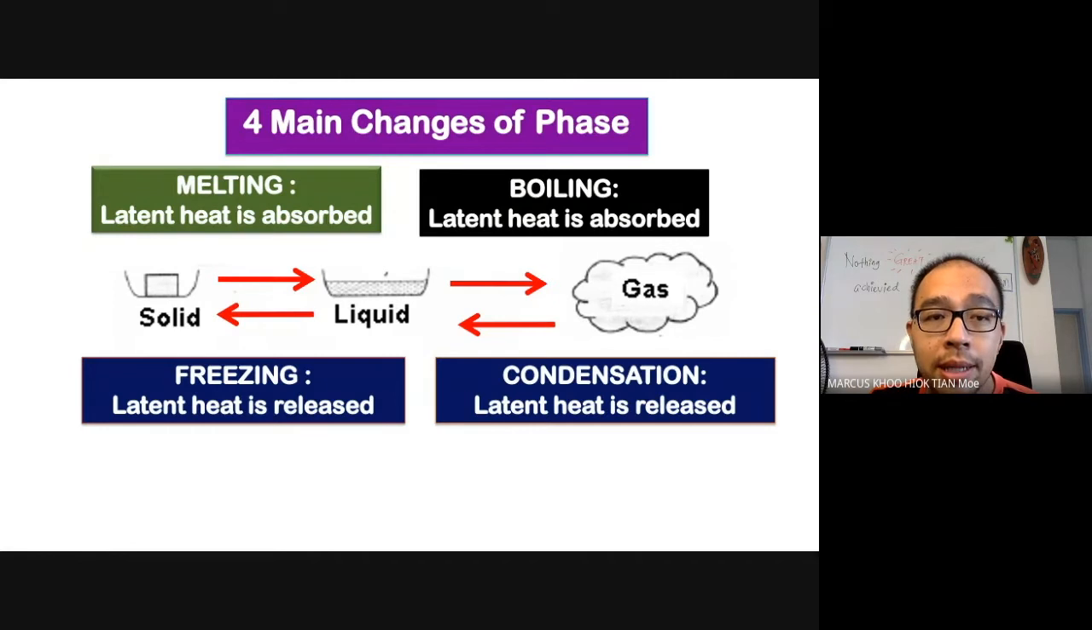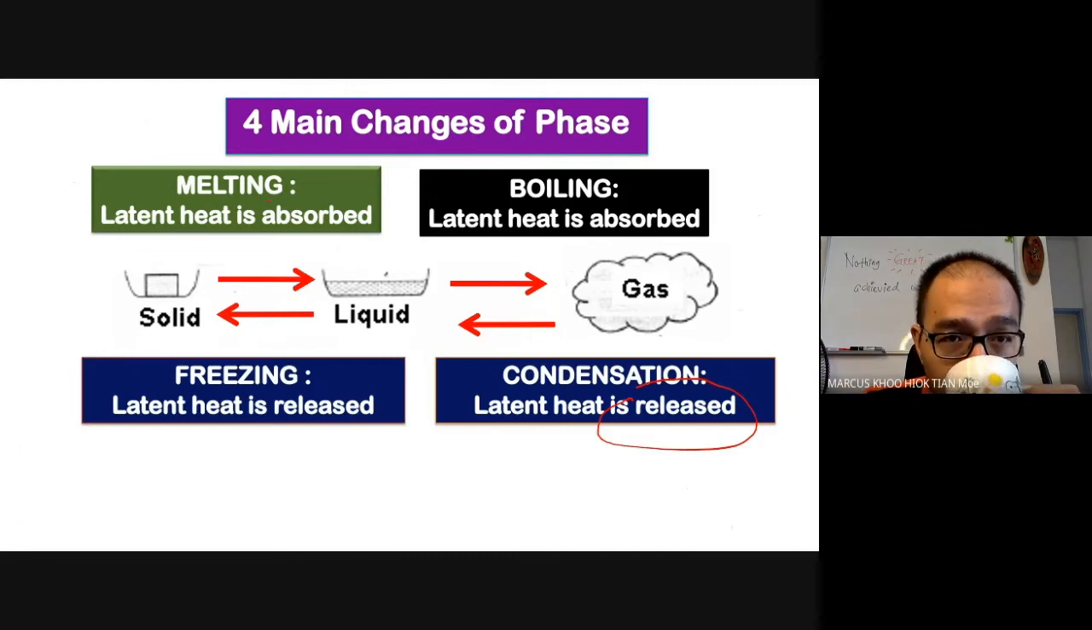The important thing is this: in these changes of phase, we have to know when the latent heat is being absorbed and when the latent heat is being released. That's a very important thing. And these are the four main. Let's not talk about solid changing to gas and gas changing to solid. We're not interested in that, because that is a different situation altogether. So melting, boiling, freezing, and condensation.